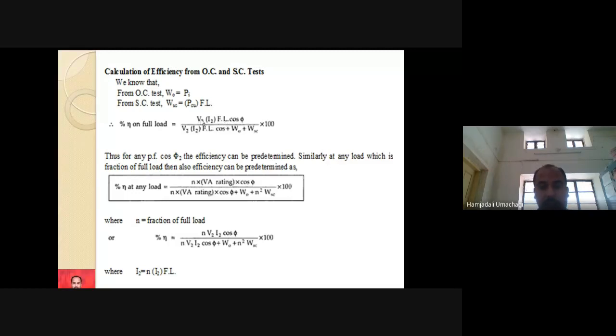K means kilo. If you discard that kilo, what remains is volt into ampere. Volt is V2, ampere is I2, and its operating power factor is cos phi. So this is my output divided by input. Input is once again the KVA rating, the same numerator term V2, I2, that too at full load current, because we are discussing the full load condition here.